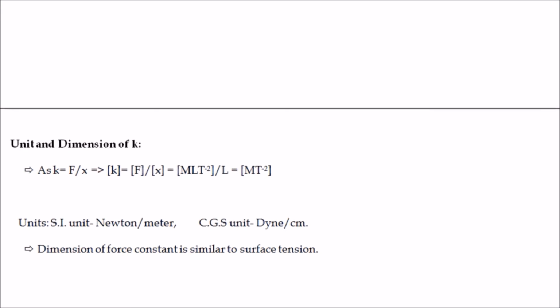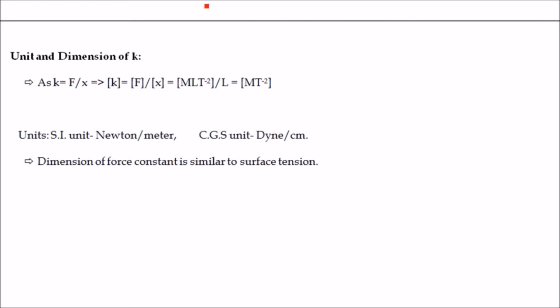Now we will learn the unit and dimension of K. So what is the unit of K? The SI unit of K is Newton per meter. Numerically K is equal to F by S, and the SI unit of F is Newton, while the SI unit of x is meter. So the SI unit of K is Newton per meter. Similarly, for the CGS unit, the CGS unit for force is dyne, and for displacement it is centimeter. So the CGS unit for K will be dyne per centimeter.